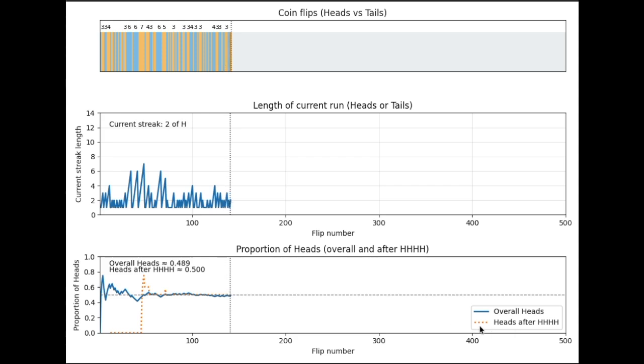This orange dashed line represents our question, which is, given that there has been four heads in a row, what's the probability that the fifth flip is a head? And we would expect it to be around 50%. And indeed, that's what we're seeing. The orange dash line is also hovering around 50%, which is exactly what we would expect given what we saw in our tree structure.